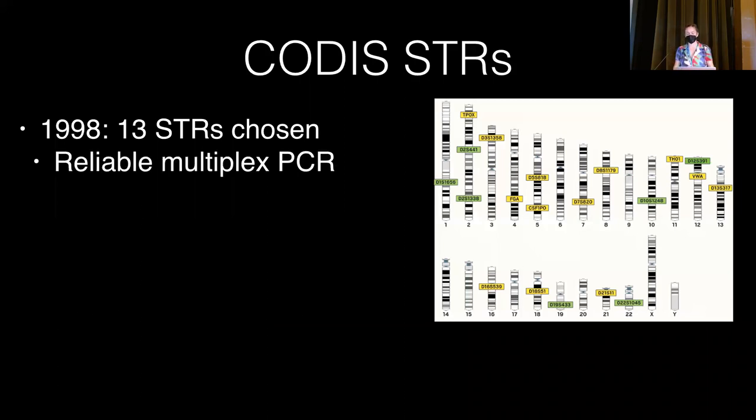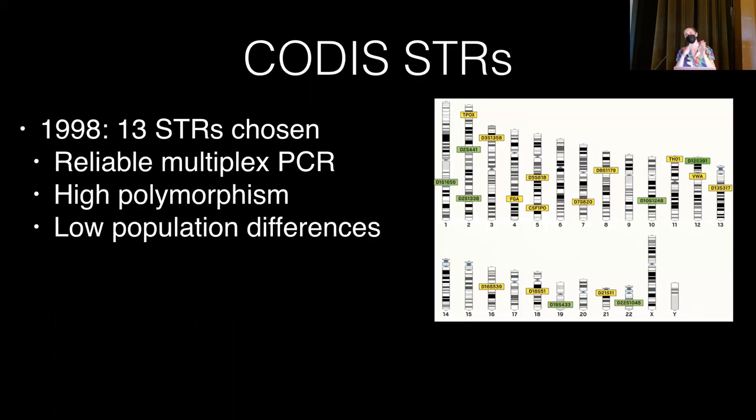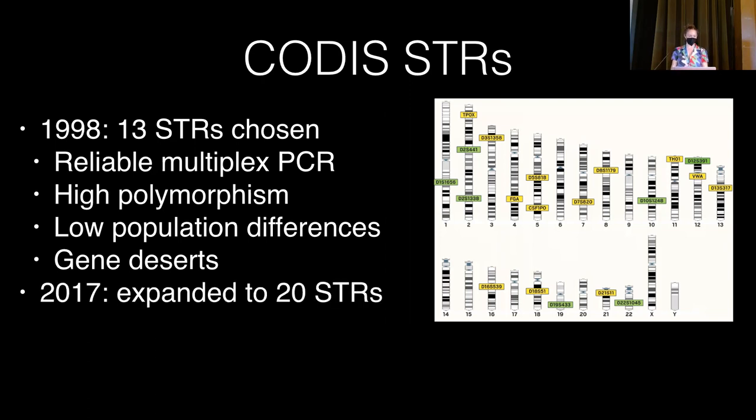Because they could be reliably multiplexed with PCR, so they can be genotyped cheaply and easily, because they're highly polymorphic, so there's a lot of identifying information, because there are little population differences, although you can talk to some of my students about some caveats with that assumption, because they're in gene deserts. So these were the set that was used for a couple decades. And then in 2017, the FBI decided that we should take advantage of genetic advances and extend this. So now we use 20 STRs.